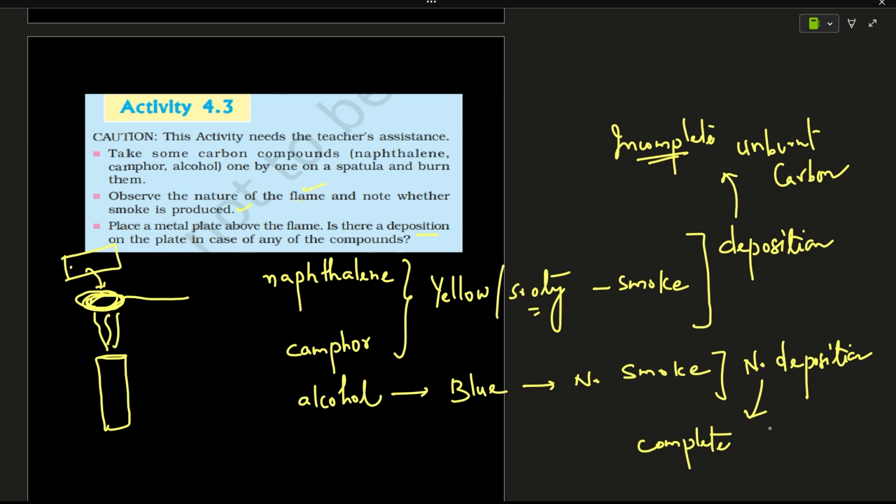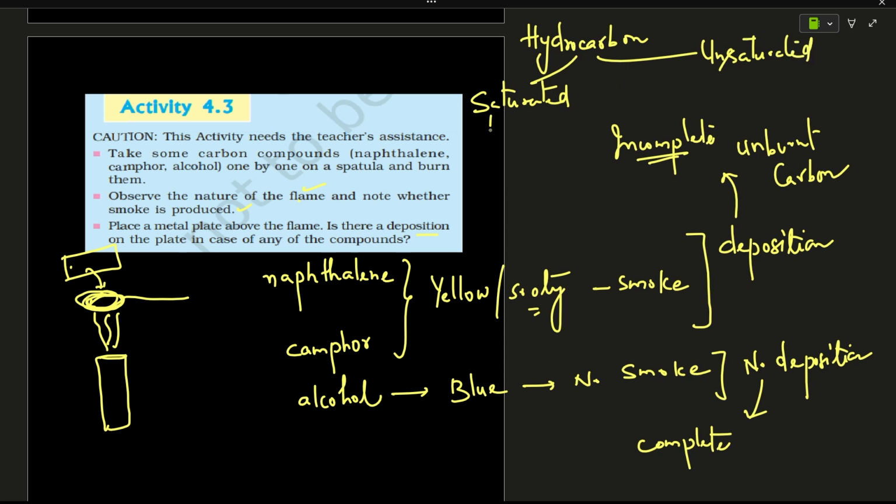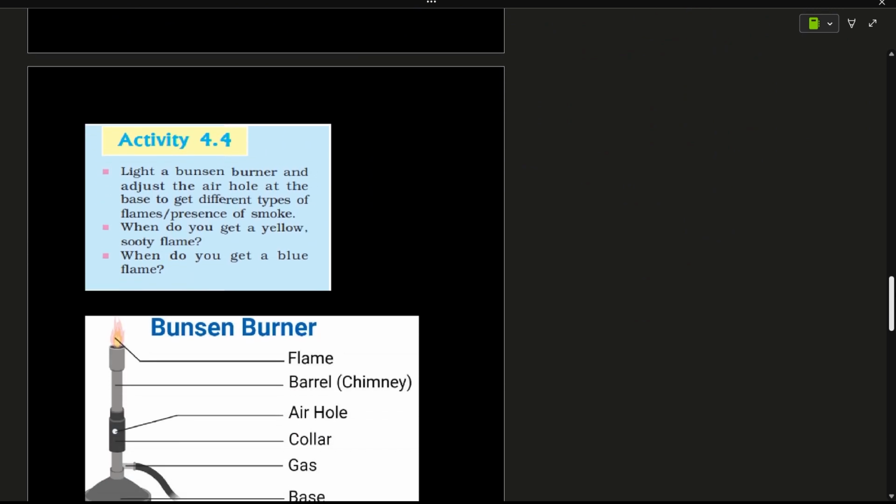Am I clear? Okay, here is one more thing you should know that we have already done during the theory part: hydrocarbons are of two types. One is saturated hydrocarbons and the second type is unsaturated hydrocarbons. Saturated hydrocarbons will mostly burn with a blue flame and unsaturated will give you a yellow or sooty flame. This blue flame, we now know, is due to the complete combustion of the fuel. That means the supply of air in that case is sufficient. Whereas the yellow flame shows incomplete combustion, which means there is a limited supply of air to burn the fuel. Clear? Now let's move on to the next activity, that is 4.4.